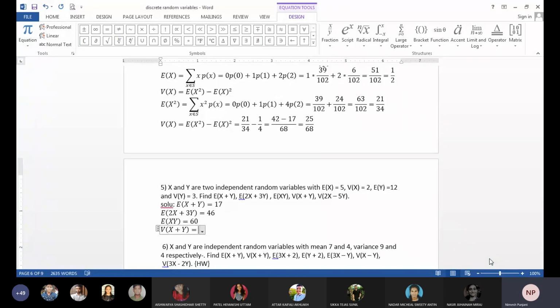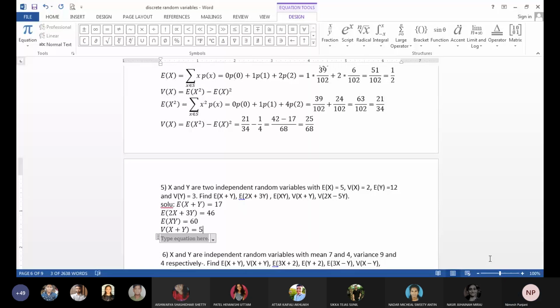Variance of x plus y. 5. Okay, 5. Now the last answer, Tejas will give. That is variance of 2x minus 5y. Others, those who have got the answer, can wait for 2 minutes. Tejas? Sir, 83. 83.